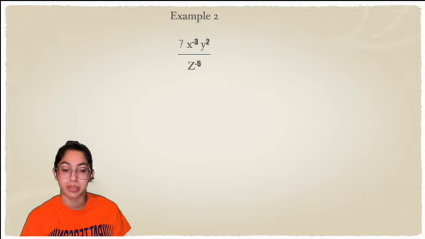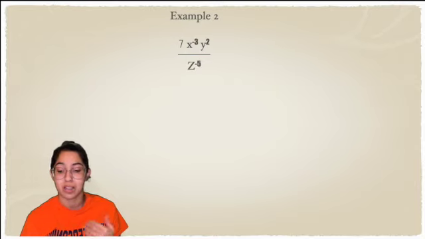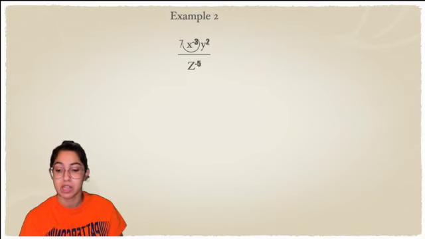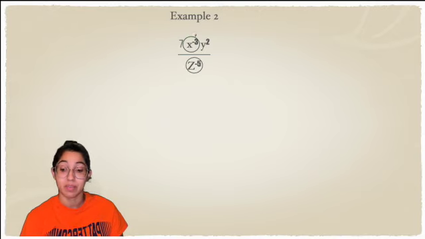So now example 2, we're going to get a little more into it. We have 7x to the power of negative 3, y squared over z to the power of negative 5. So now we actually have two exponents that are negative, so we've got two things to move. I want to move this x, and I want to move this z. I'm going to move x to the power of negative 3 to the bottom, and I'm going to move z to the power of negative 5 up top.